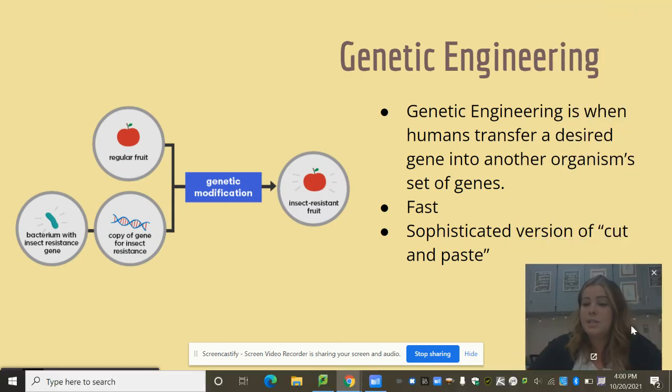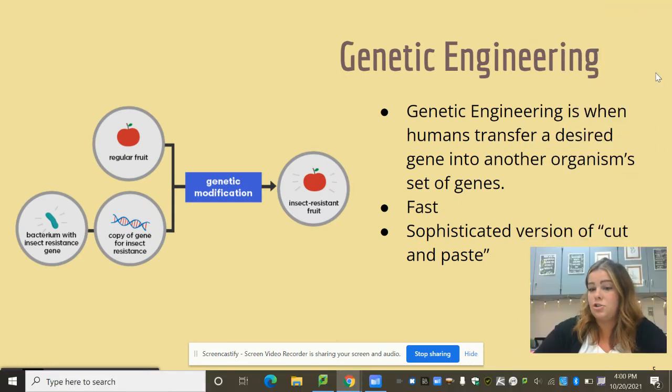All right, our second example then is called genetic engineering. So this is a little more scientific. Genetic engineering is when humans transfer a desired gene into another organism's set of genes. This is much faster, right? We don't have to wait for, for example, a dog to produce several different litters of puppies, right? You could just take the gene.